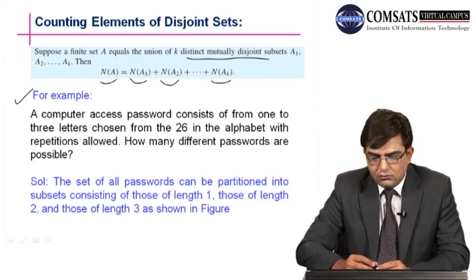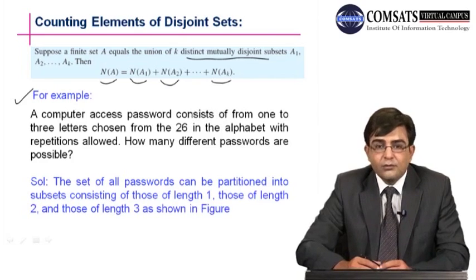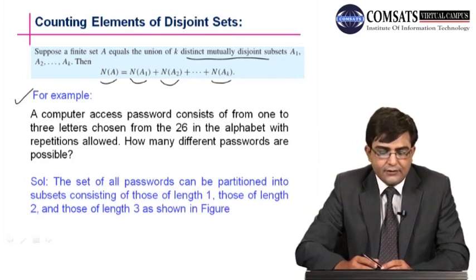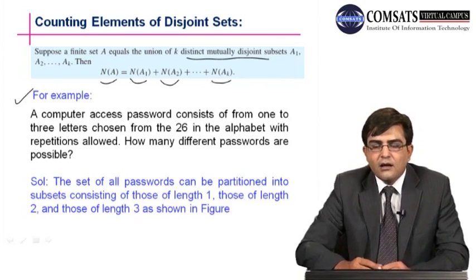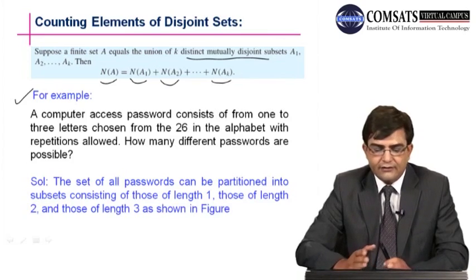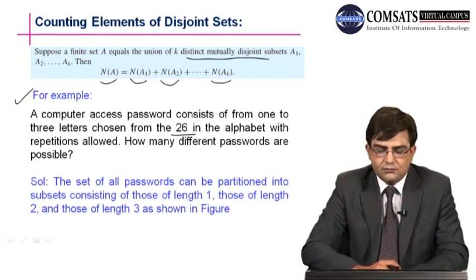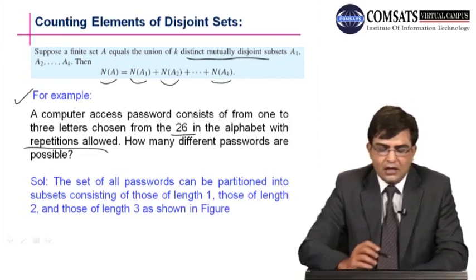Suppose we see how this definition can be used in some problem of, you can say, computer science. For example, a computer access password consists of from 1 to 3 letters. It means you fix the password of your computer, which is from 1 to 3 letters, and it is chosen from the 26 alphabets with repetitions allowed.